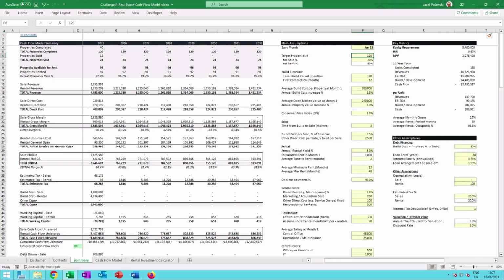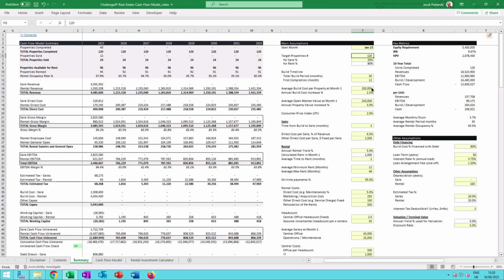Things around a build timeline. So for example, how long it will take you to build those properties, and also when you will complete your first property. So you may assume, for example, if you have a larger number of properties that you want to build, so if it's a bigger project, you may decide that some of the properties will be completed before the end of the project, and therefore you can start already renting them out or selling before the entire project finishes. So this is where that first completion comes in place.